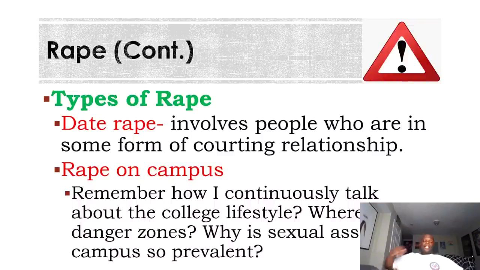Rape on campus. I constantly talk about the college lifestyle. What are some danger zones on the college campuses? Being in certain parts of campus where there's not enough lighting, being around large groups on campus where you might have more men, or being in isolated places on campus, especially late at night. Don't be walking from the library at 2 a.m. and there's nobody out and it's very dark.